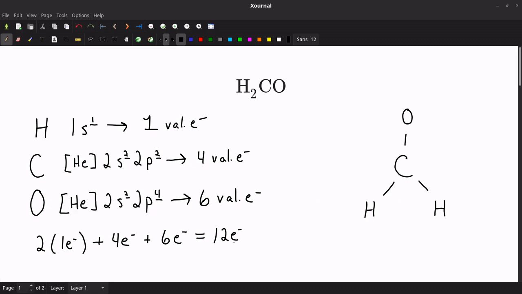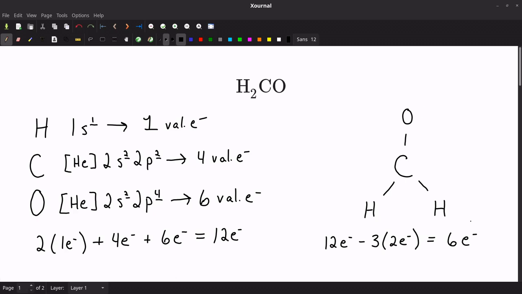We do need to figure out how many more electrons we need to place in general, though. So I had 12 electrons in the bank. I formed 3 bonds worth of electrons at 2 electrons apiece. This means I have 12 minus 3 times 2, negative 6, so 6 electrons left still to place.